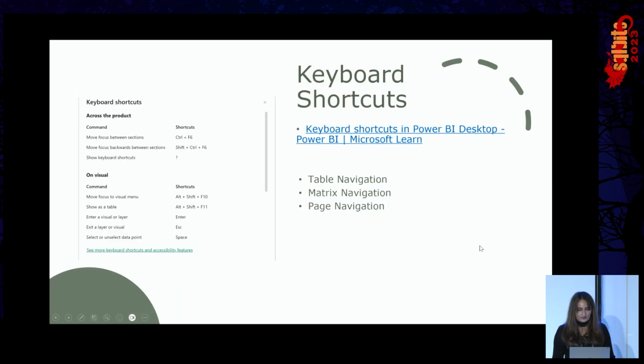And then next, the keyboard shortcuts. Like I mentioned, I've gone through a few of them that you can use, but there are extensive more lists in the documentation going through things like table navigation, matrix navigation, and page navigation. And when you're in desktop view or on the Power BI service, if you do Shift ?, it'll pop up with the most used keyboard shortcuts as well. So it's a really quick and easy way just to see some quick accessible things that you can start using as well.